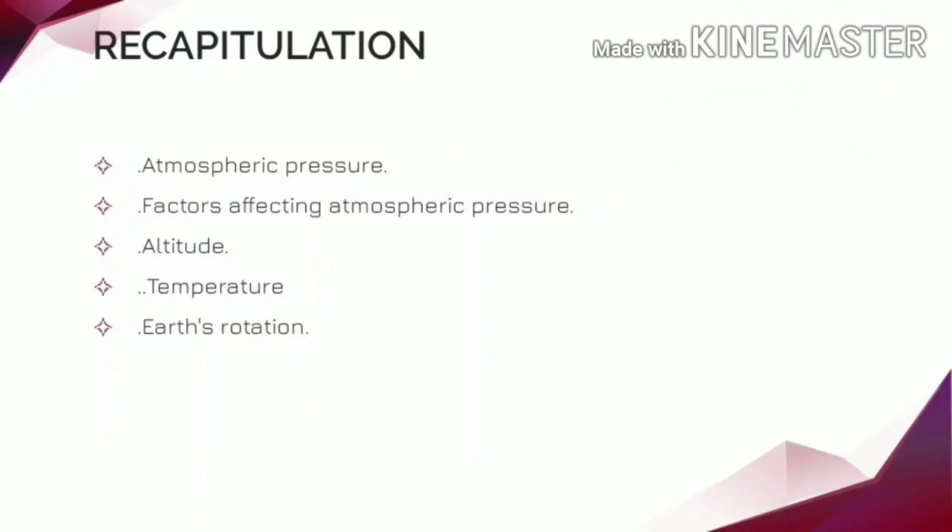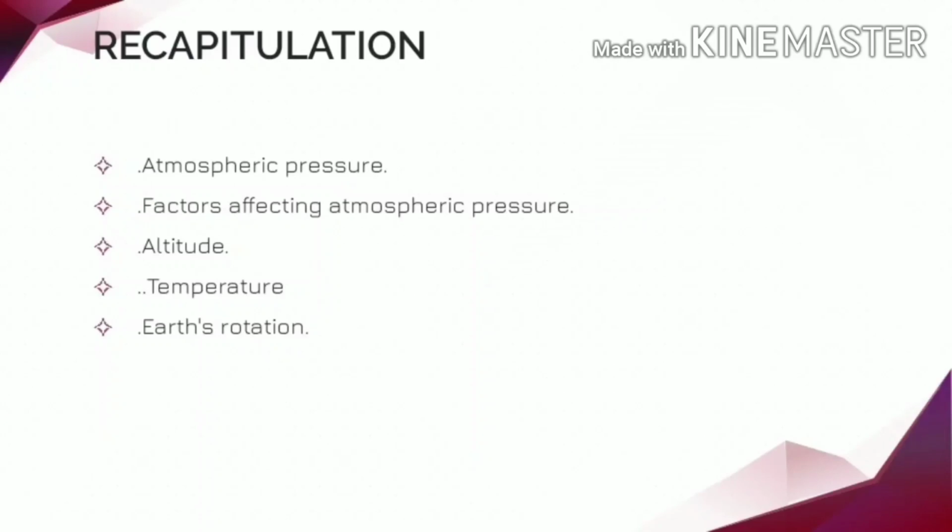What exactly is atmospheric pressure? So we can say that it is the pressure that is exerted on the surface when the collision of the gas molecules takes place. That is known as air pressure. There are various factors which affect the air pressure, that is altitude, temperature and Earth's rotation.